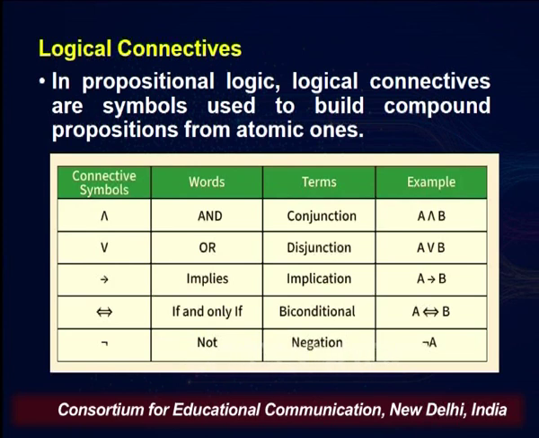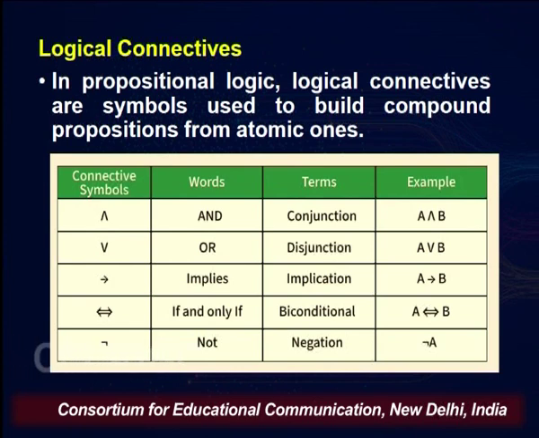Types of prepositions: there are two types of prepositions. One is the atomic preposition, and the other is the compound preposition. Atomic preposition, as the name indicates, is just a simple preposition. A compound preposition is a combination of two prepositions connected with the help of logical connectives. These logical connectives are the symbols used to build compound prepositions from the atomic ones.